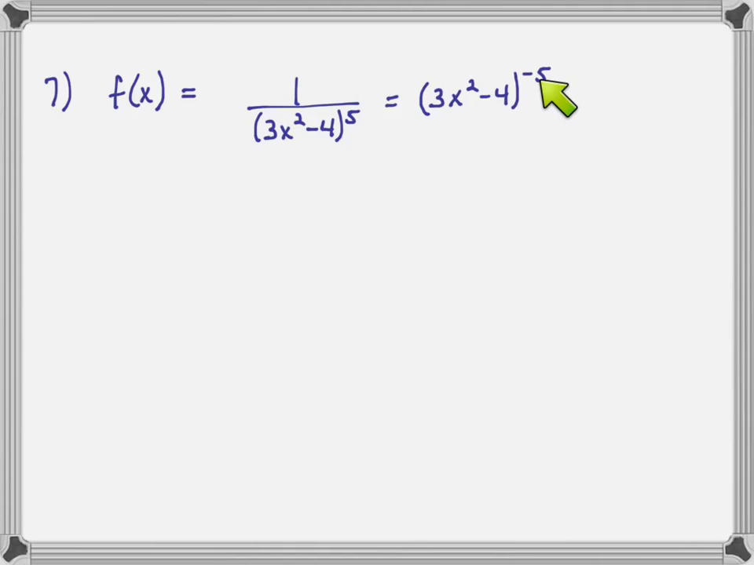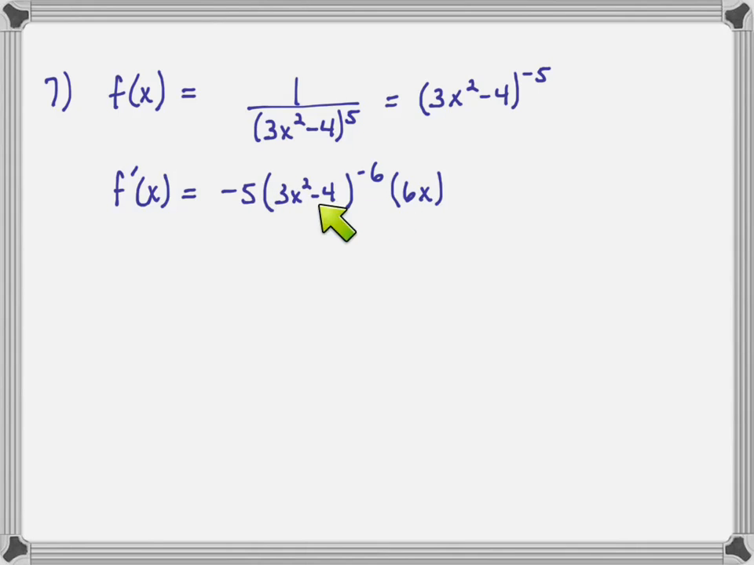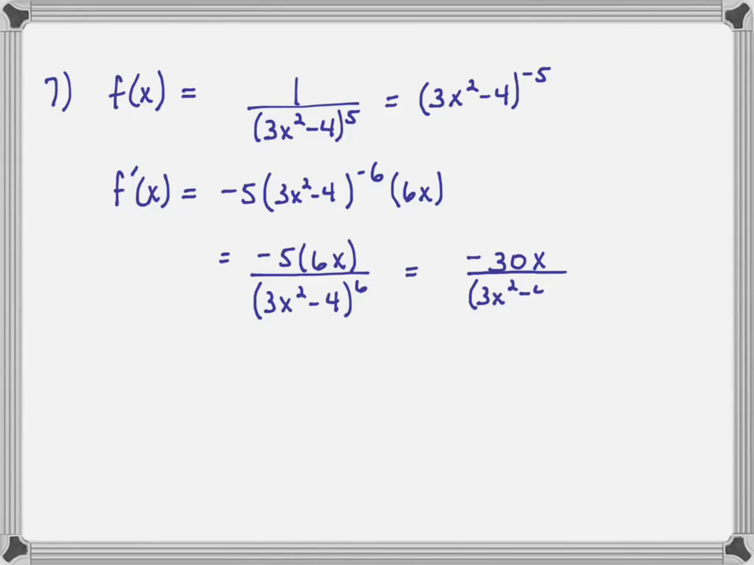So the chain rule is going to be bring the negative 5 to the front, and then leave the inside of the parentheses the same and drop the power by 1. And now we have to multiply by the derivative of the inside, and the derivative of the inside is going to be 6x. Okay, now this needs to be combined. The negative 5 times the 6x makes negative 30x, and I'll move this negative 6 power to the bottom, make it a positive 6 power. So here is the derivative for this original function.